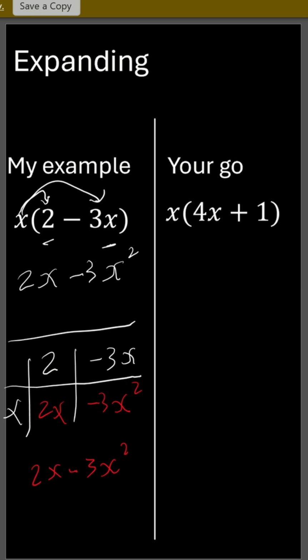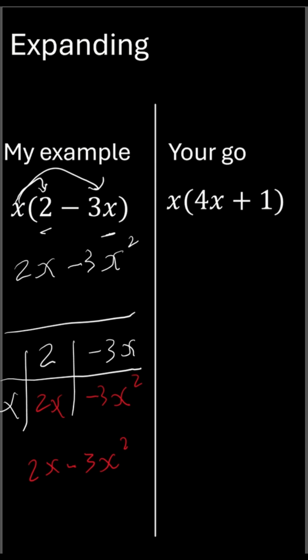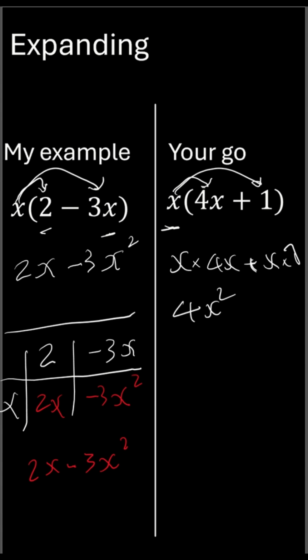So go ahead, give this a go, and let me know your answer in the comments. Thank you. Okay, so hopefully you tried to go through this question, x and 4x, and then x and 1. So the brackets here mean that we multiply whatever is outside by whatever is inside. So x multiplied by 4x plus x multiplied by 1. It gives us 4x squared plus x.